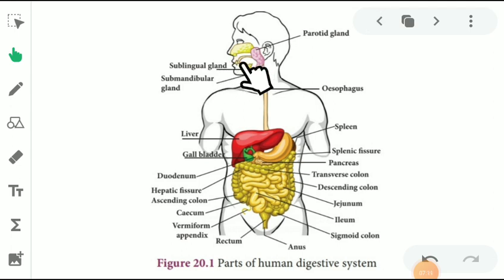Here this is the mouth. The mouth is the start, ending with the anus. What are the parts of the alimentary canal? Mouth, esophagus, stomach, small intestine, large intestine, rectum, anus. This is the alimentary canal. Digestive glands associated are the salivary glands: parotid, sublingual and submandibular glands. Let's see one by one.